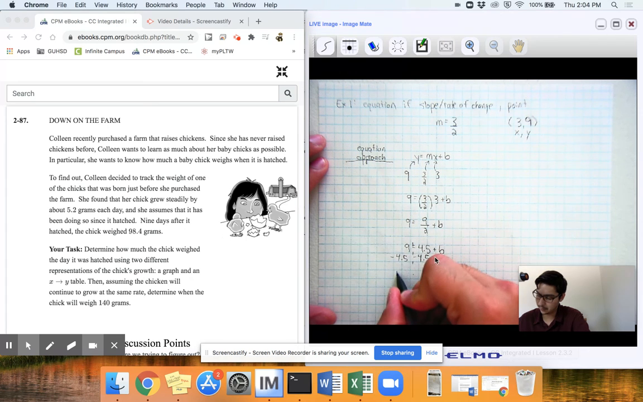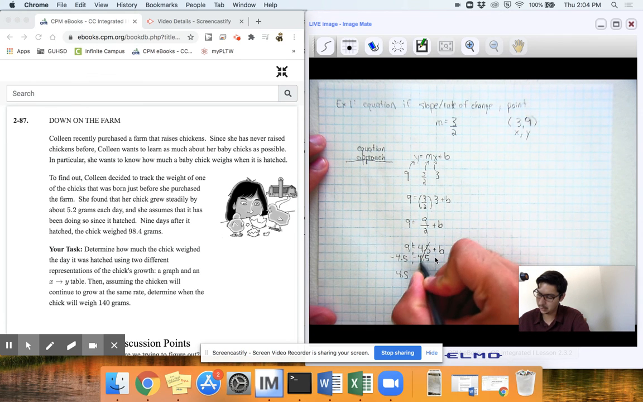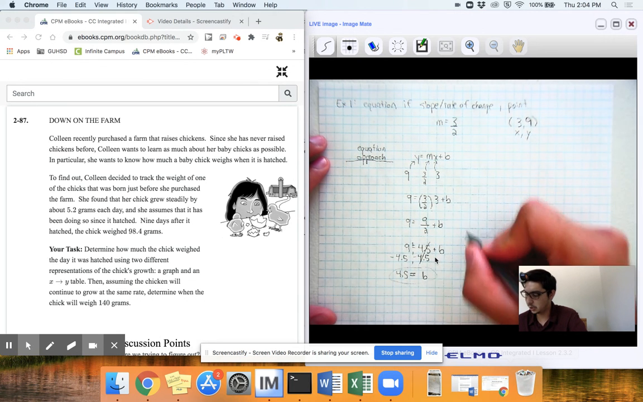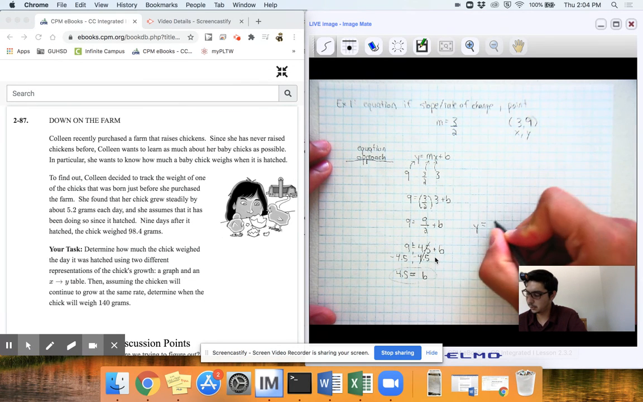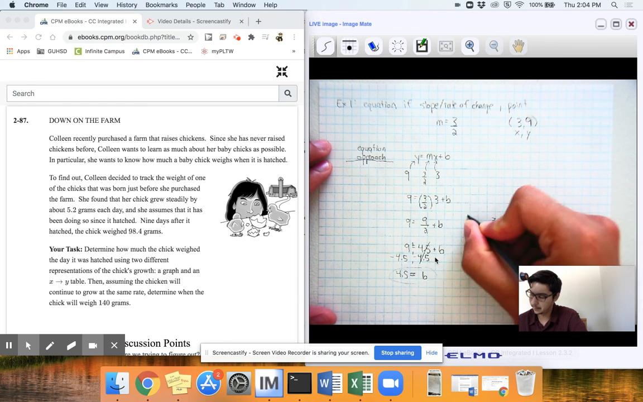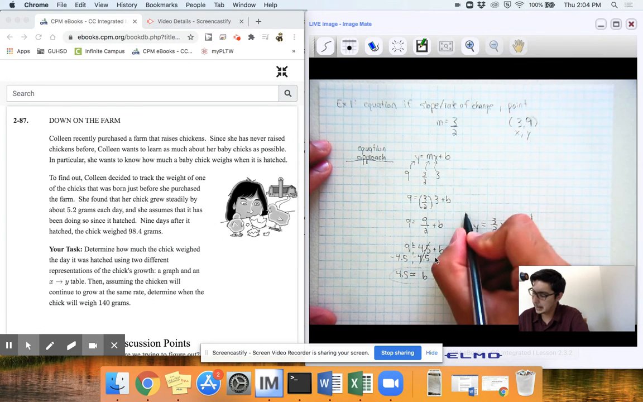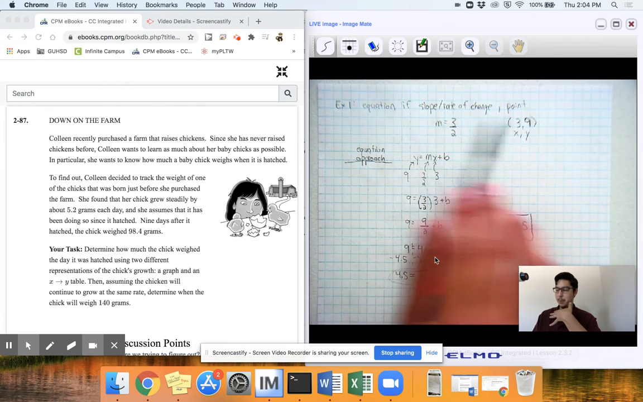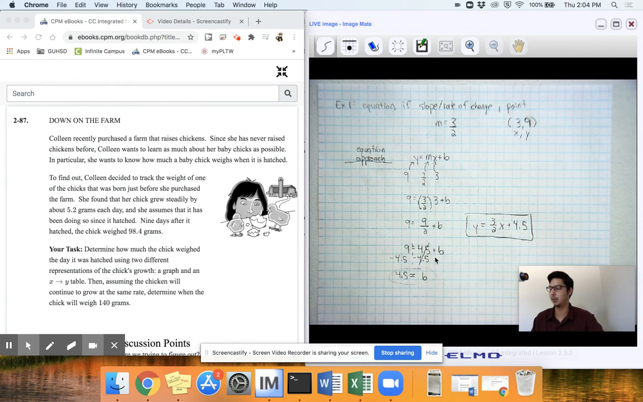9 minus 4.5 is 4.5. That goes to 0, and we're just left with 4.5 equals b. And with that, we can write the equation of y equals 3 over 2x plus 4.5. And there it is. So given a slope and a point, we can get the equation and the starting value.